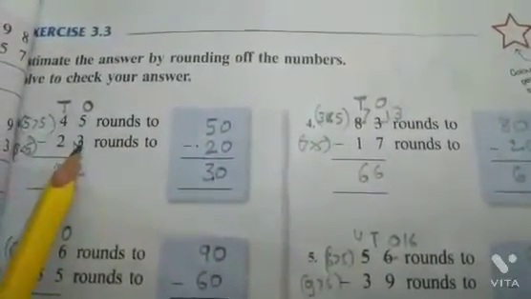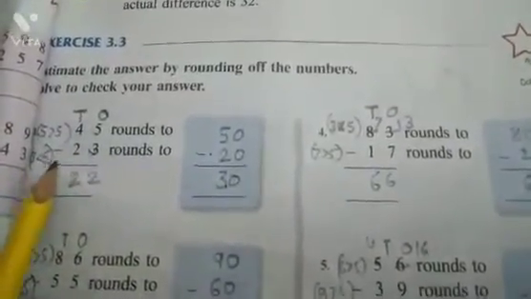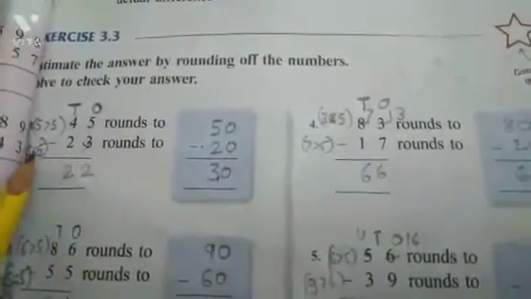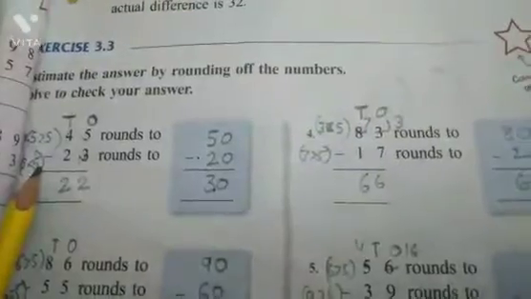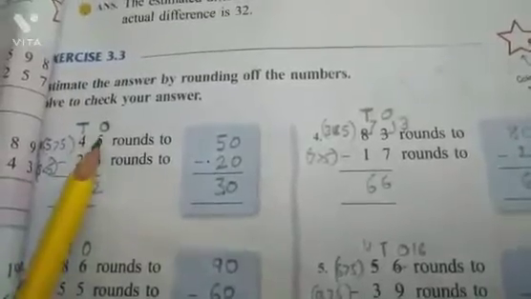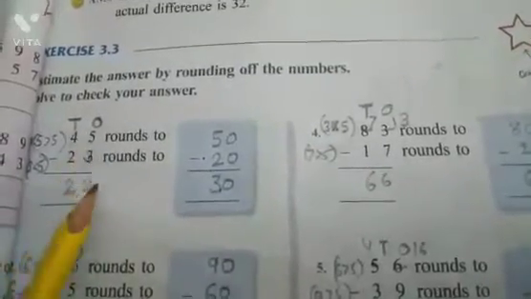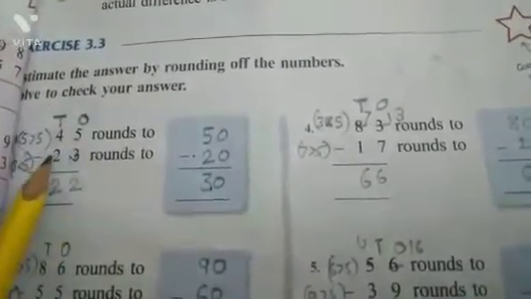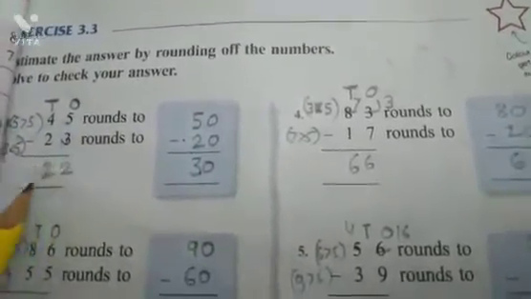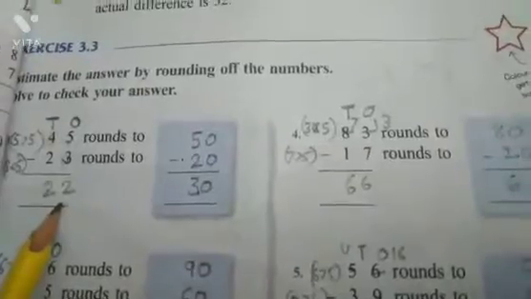Next number is 23. See the ones place digit, 3. 3 is less than 5. So write 0 at the place of 3, and since 3 is less than 5, write 2 as it is. Okay. Now subtract 3 from 5. You will get 2. And subtract 2 from 4. You will get 2 again. Means you will get the difference 22.